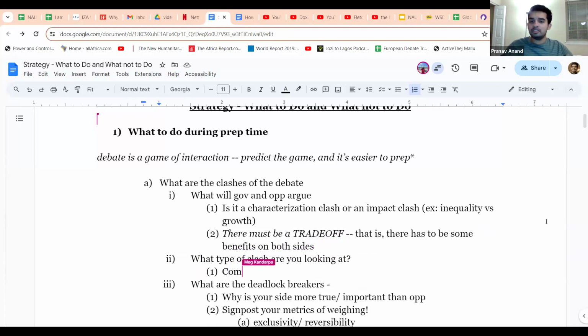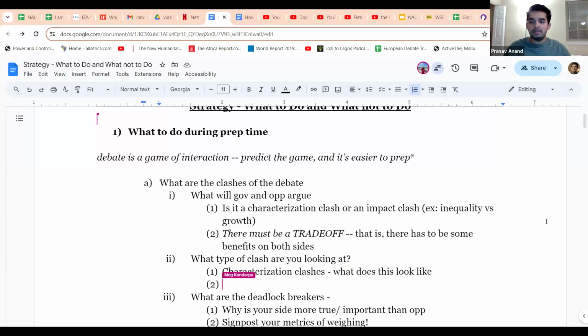That is obviously something that's more a characterization clash. What is the likely characterization? But there are also just some that are pure impact clashes, right? Inequality versus growth, a pretty classic one, where both are going for different impacts. What impact do you weigh over and why?